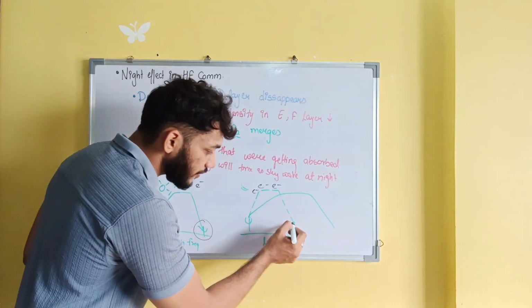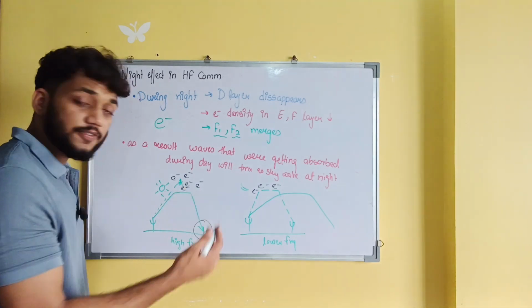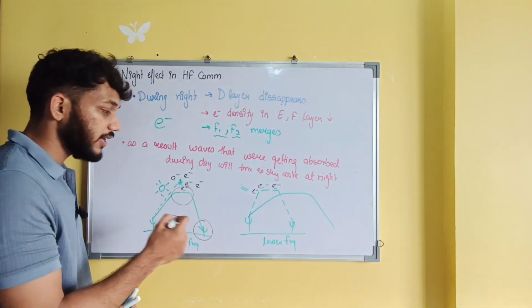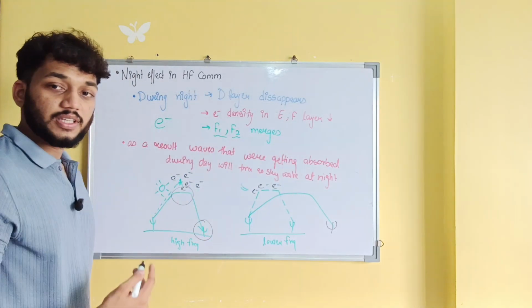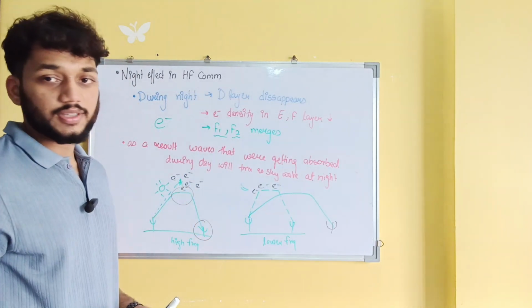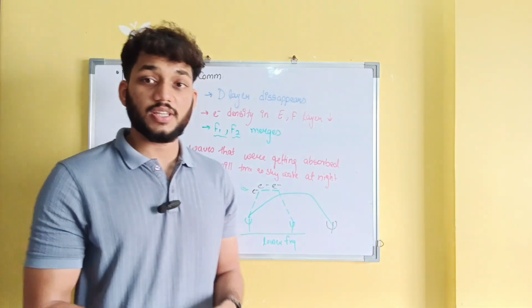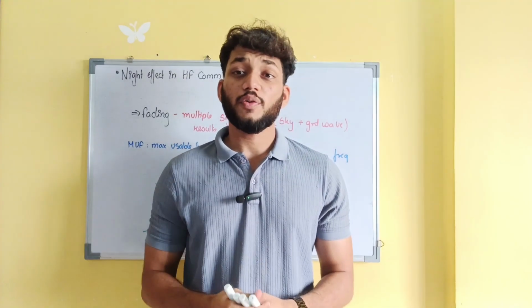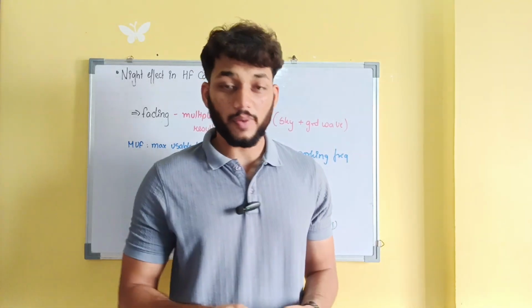So this was our lower frequency wave which is getting received by the receiver, and the higher frequency which was used during the day is getting received way further ahead than it was getting received during the daytime. So this is what happens to HF communication at night. Now what will happen if the pilot does not change its aircraft frequency to a lower one?